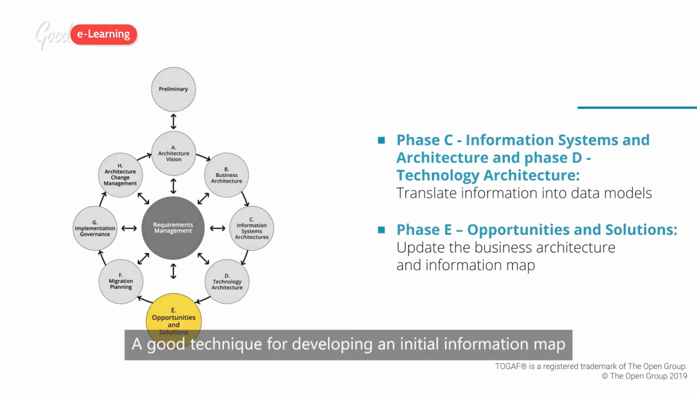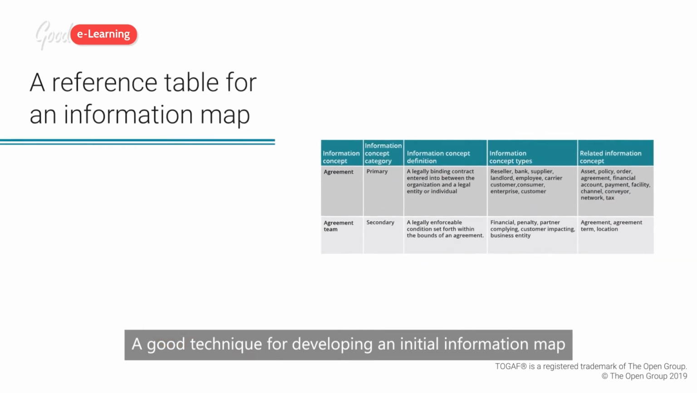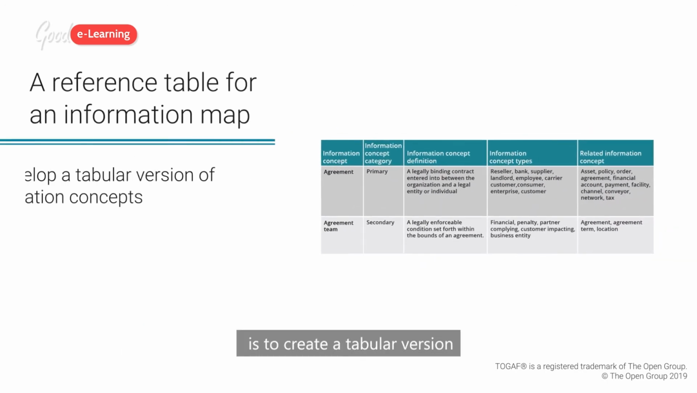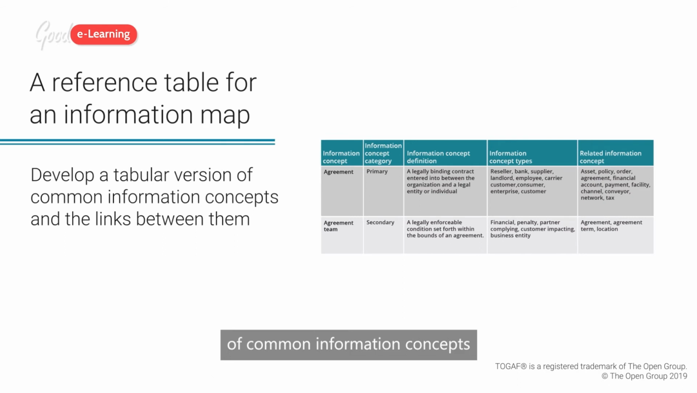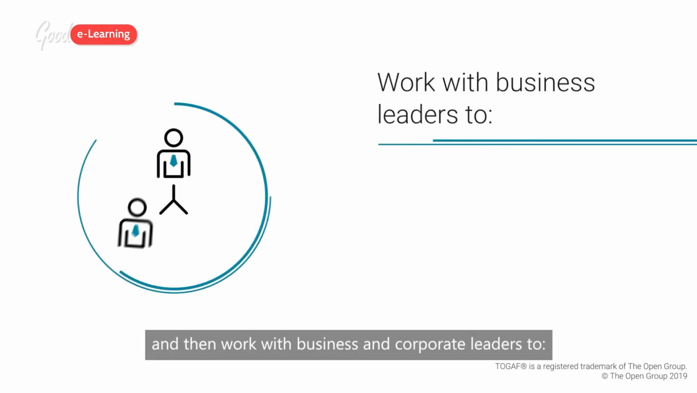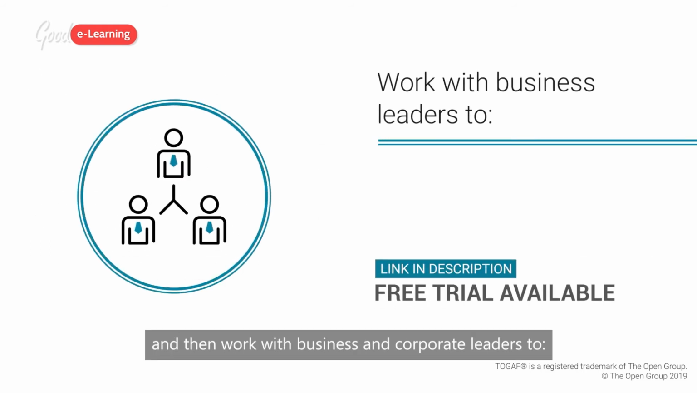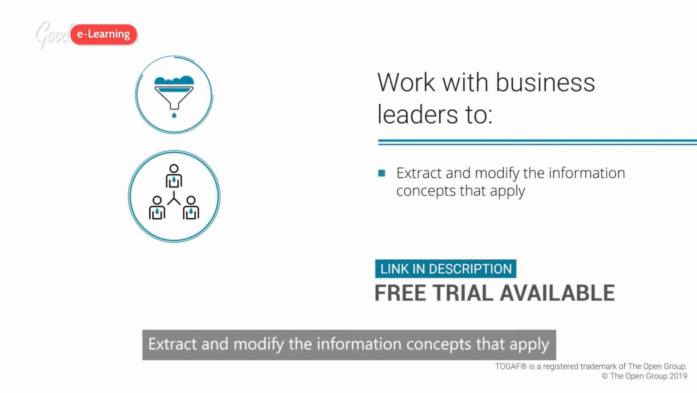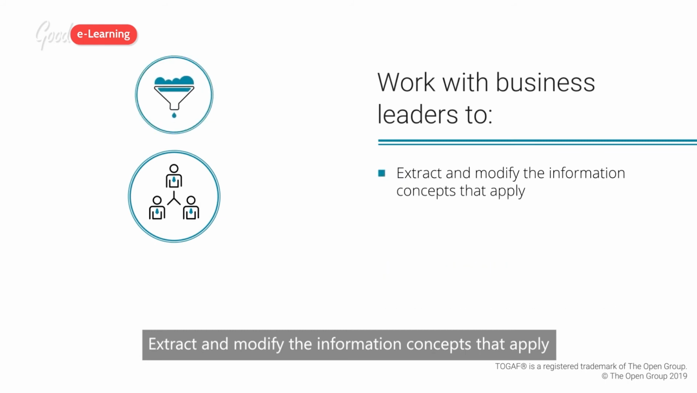information map. A good technique for developing an initial information map is to create a tabular version of common information concepts and linkages between them. The architect can start using this basic reference and then work with business and corporate leaders to extract and modify the information concepts that apply.